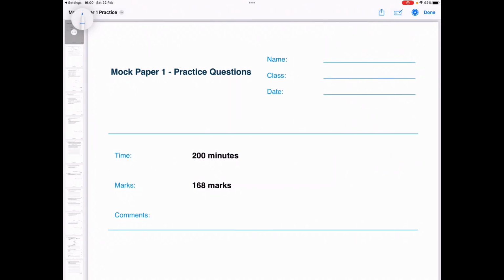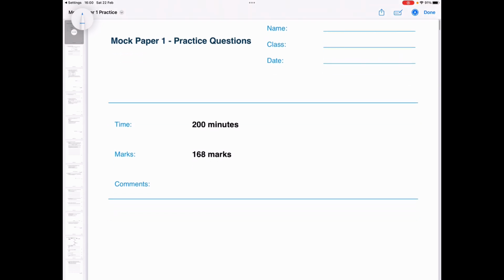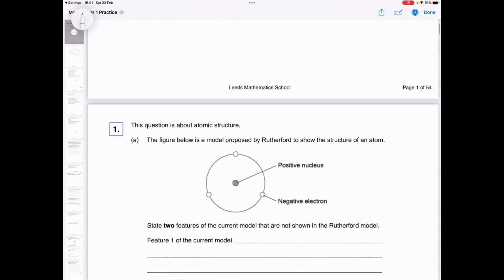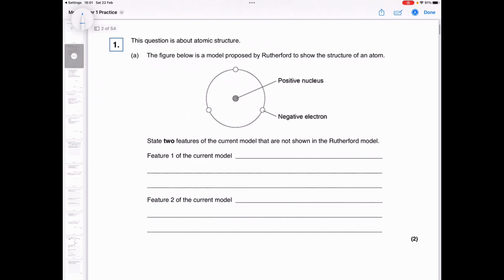Looking at these practice questions then for mock paper 1. Question 1. This is a question about atomic structure, and we can see in the diagram the model proposed by Rutherford to show the structure of the atom. So pause and read the question.